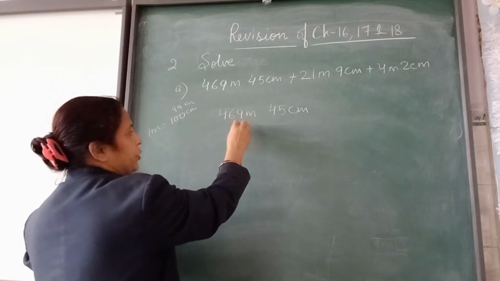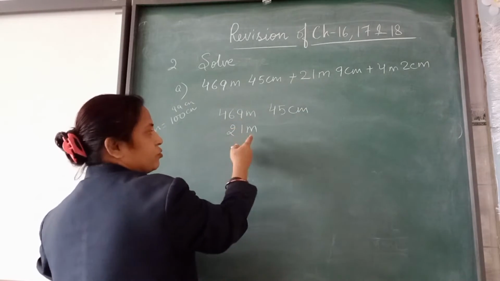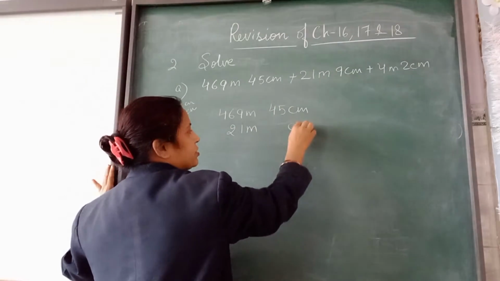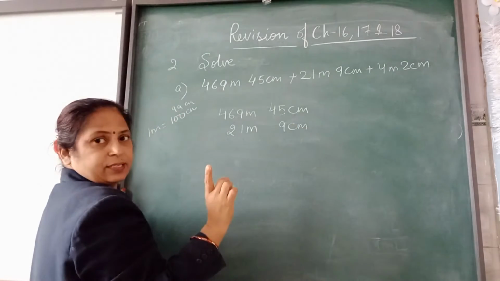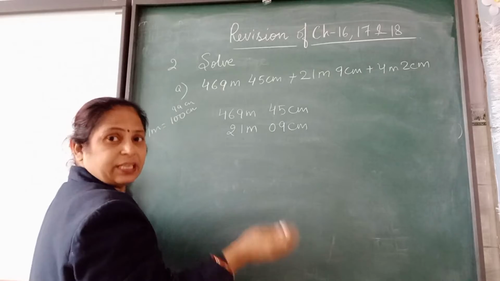So now here 21 meter. Meter part you will write in the meter side. 21 meters. So 1, 2. Start writing from the right hand side. Okay, and then 9 centimeter. So this is centimeter 9. So 1 digit number. So here there is no number, so put 0, to make calculation easier.